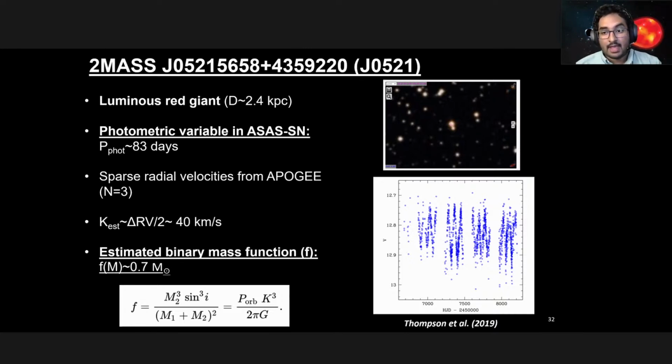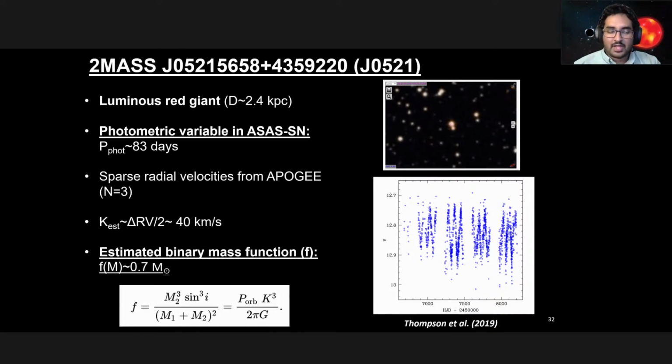While we don't have enough APOGEE radial velocity epochs to fit the spectroscopic orbit for most systems, we can estimate the radial velocity semi-amplitude K by calculating the maximal change in radial velocity and then dividing it by 2. For the orbital period, we used the photometric period derived from the ASAS-SN light curves, and then we assumed circular orbits when making the estimation. We visually examined about 200 sources with the largest estimated binary mass functions.